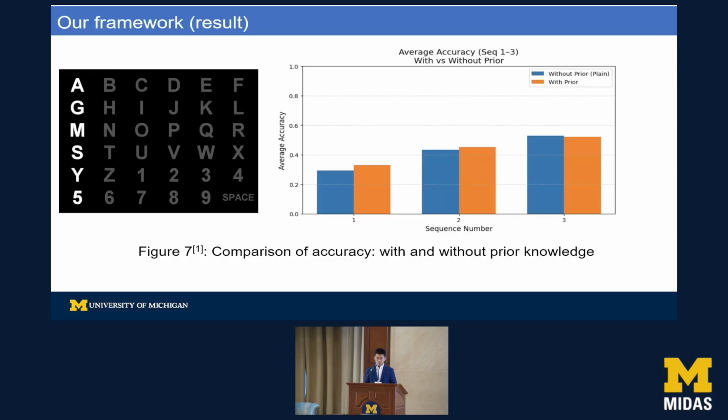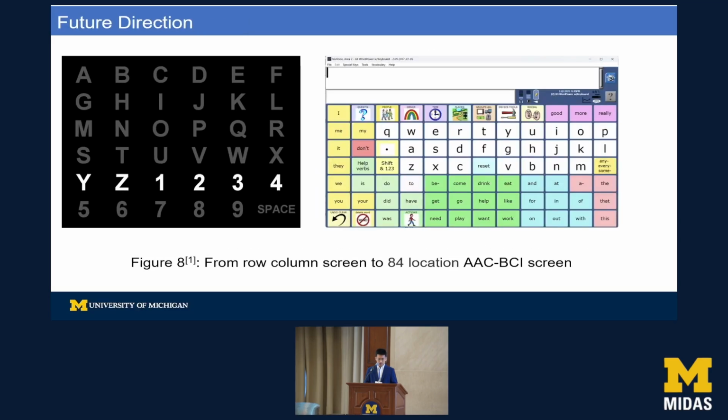And if in the future we can extend it to large language models, we can have even better prediction. Besides that, we also plan to extend our framework from this conventional keyboard to this AAC BCI screen, where we do not only have the letters, but also phrases, words, and even sentences in the future, so we can improve the efficiency.